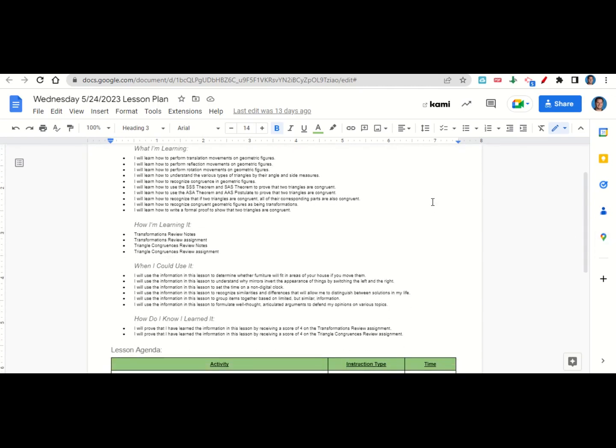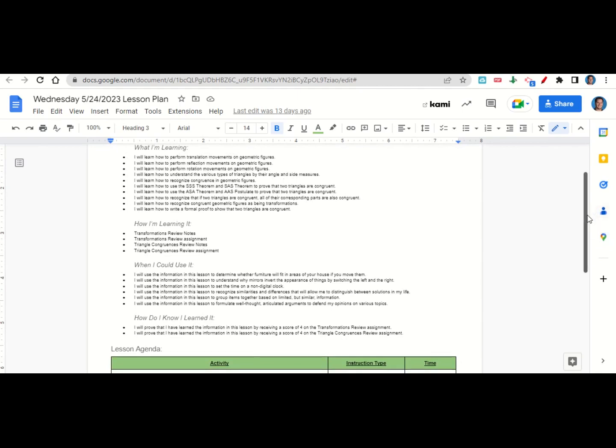How do you know you learned it? By getting a score of 4 on the transformations review assignment and a 4 on the triangle congruences review assignment.